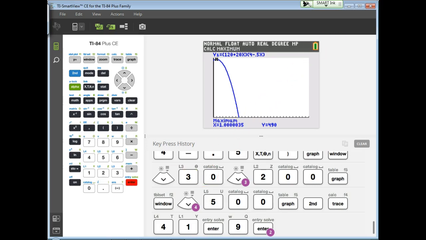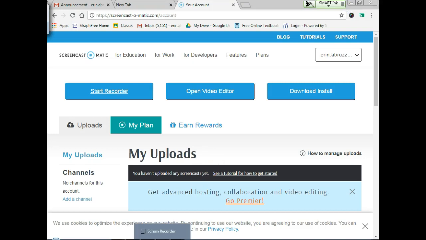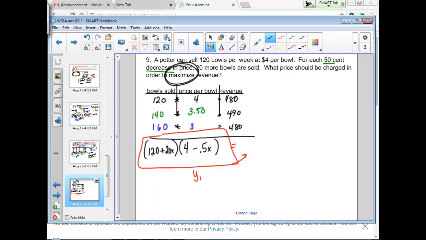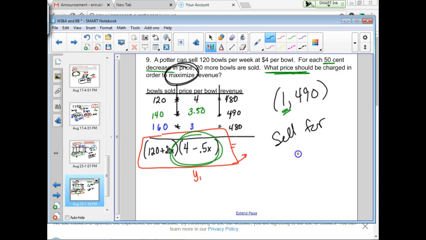So I just found the ordered pair 1, 490, and you really have to stop and think about what your answer is. So the ordered pair is 1, 490. The question is, at what price should we be charging? So remember, this is the formula for price. So apparently when they went down 50 cents, that was the maximum revenue option. So what price are we selling? Sell for $3.50. And what's the $490 then? That is my maximum revenue number that I'm going to get.